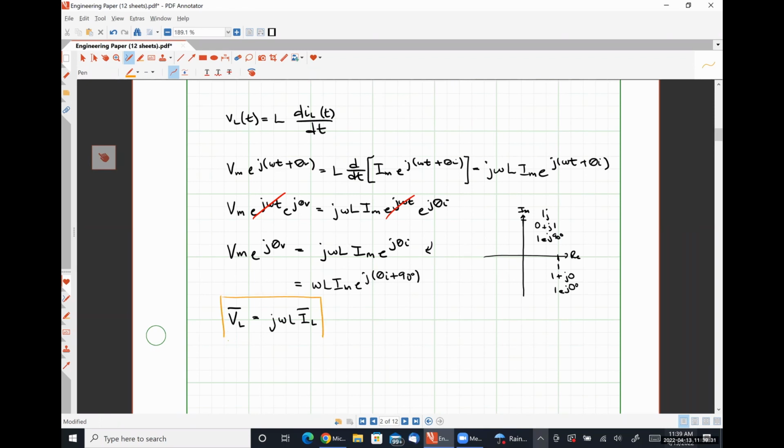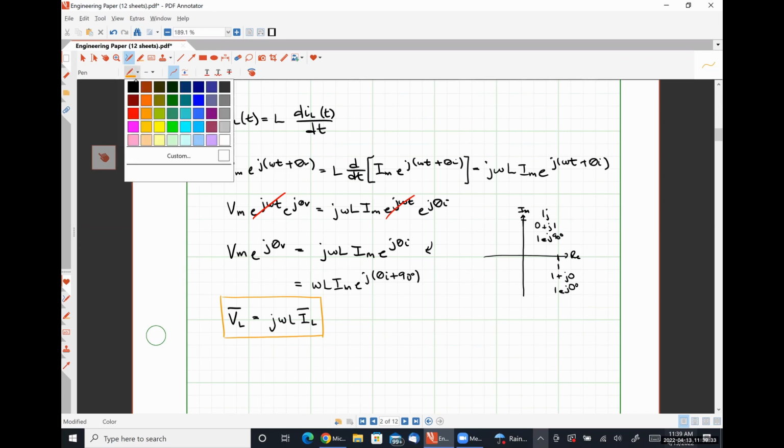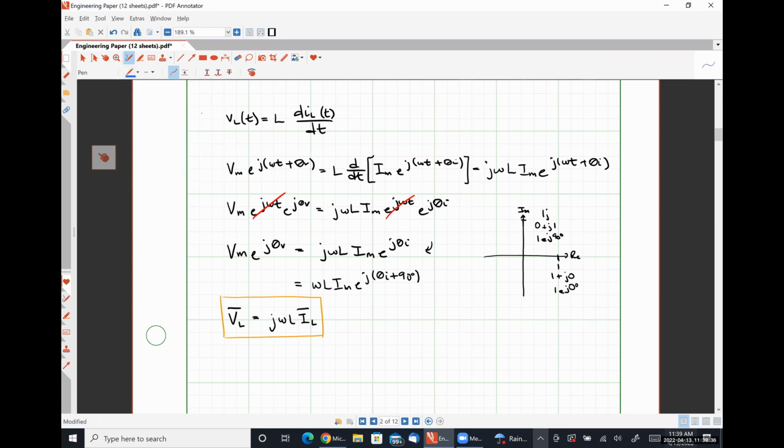And then, like before, I can observe that the magnitude of my voltage, Vm, is simply omega L times Im, and my phase angle theta V is equal to theta I plus 90 degrees.